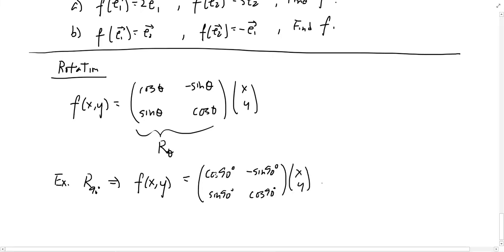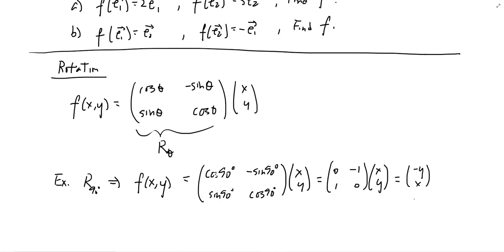Multiply by (x, y). So what happens to this matrix? Well, you need to know what cosine 90 and sine 90 are. If you remember, cosine 90 is 0. Sine 90 is 1, so it'll become negative 1 here, and 0. When I multiply this out, that just becomes (negative y, x). Voila! That's the same formula you learned back in geometry. Interesting.